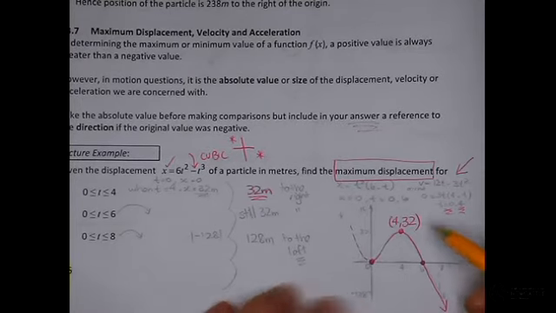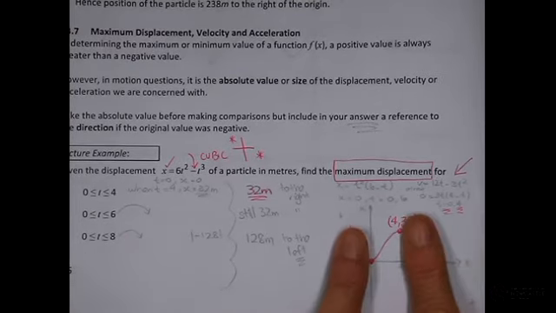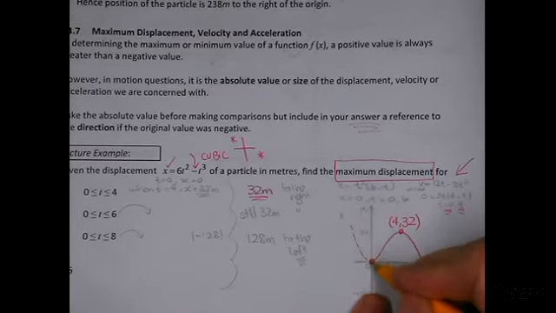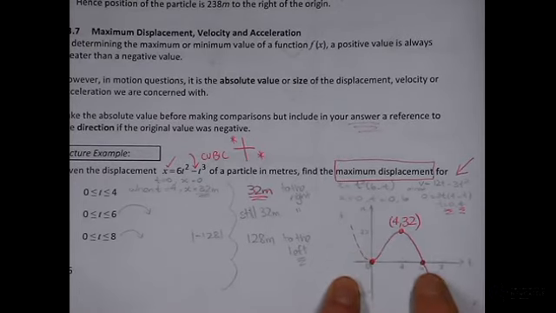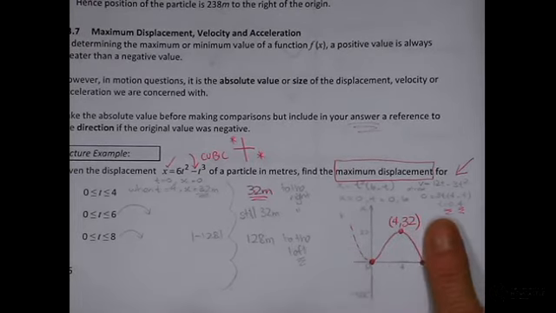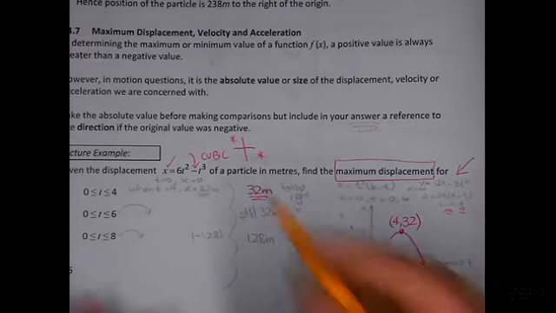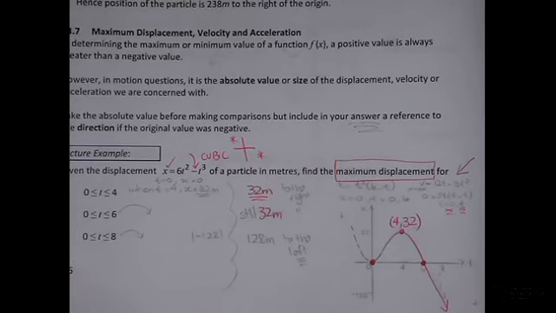It then says, make your domain go from 0 to 6. So instead of looking at 0 to 4, you now go to 0 to 6. If you only look at the y values, you're going to say 0 and 0. There was no displacement. But during those 6 seconds, it went somewhere and it came back. So its maximum value, again I'll point to this axis, was 32, so I put 32 metres for that answer there.